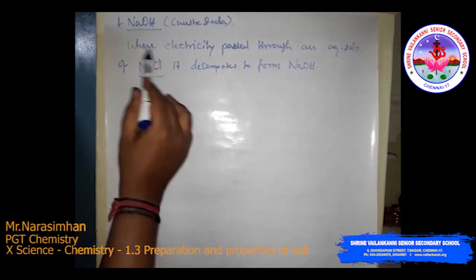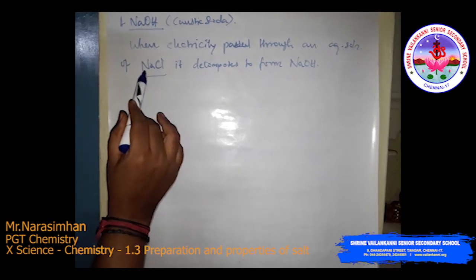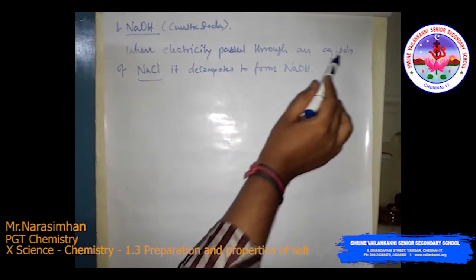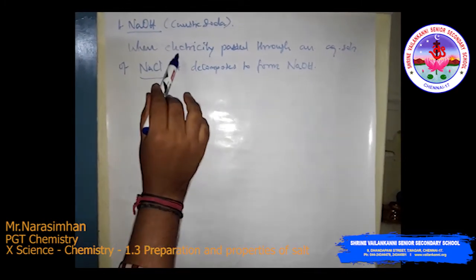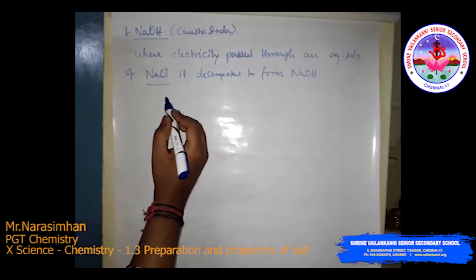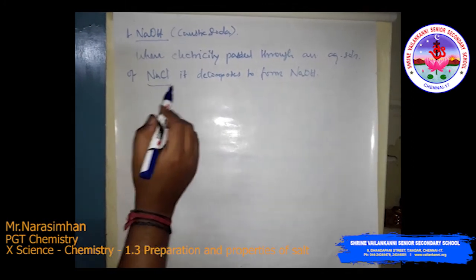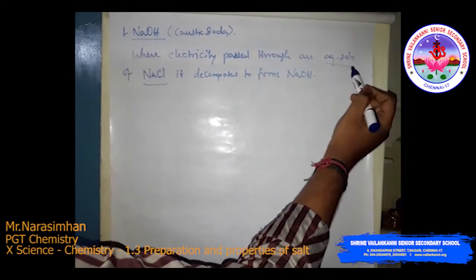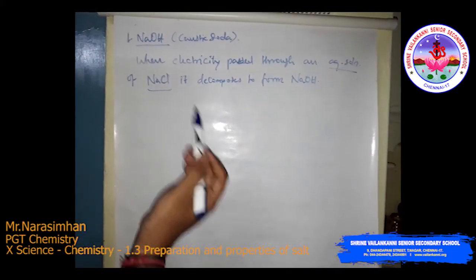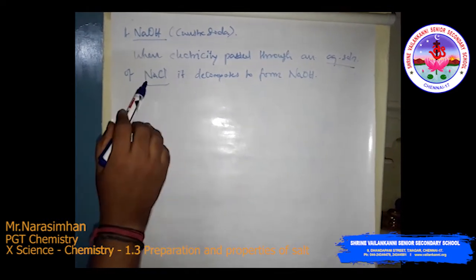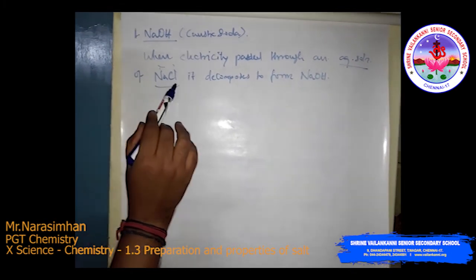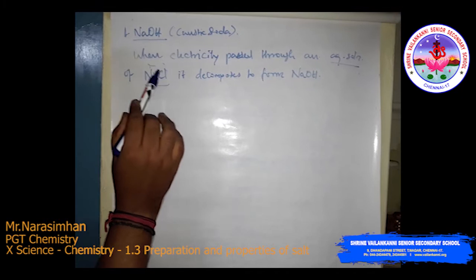So the NaCl decomposes when it undergoes an electrochemical process, that is, electricity is passed through an aqueous solution. Because NaCl is a polar substance, when it undergoes decomposition, ionization takes place in the aqueous solution of NaCl. So it conducts electricity because it has positive and negative charges of cation and anion, that is Na plus ion and Cl minus ion.